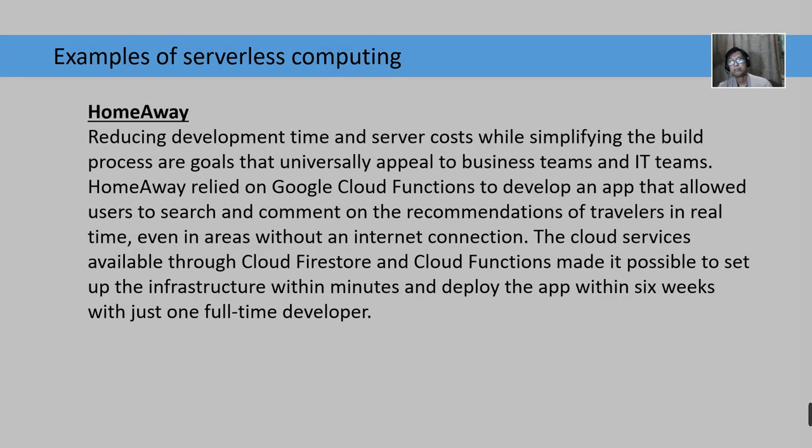Next is HomeAway. So this is an app. Reducing development time and server cost while simplifying the build process are goals that universally appeal to business teams and IT teams. HomeAway relied on Google Cloud Functions to develop an app that allowed users to search and comment on the recommendations of travelers in real time in areas without an internet connection. The cloud services available through Cloud Firestore and Cloud Functions made it possible to set up the infrastructure within minutes and deploy the app within 6 weeks with just one full-time developer.